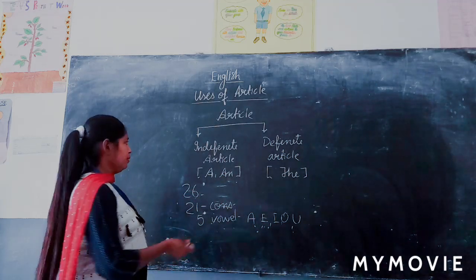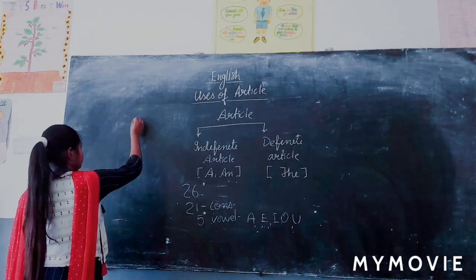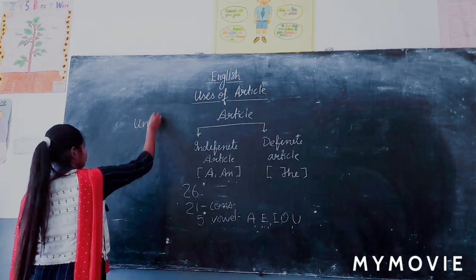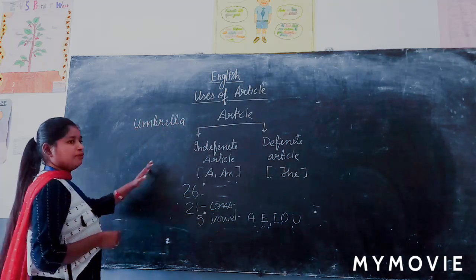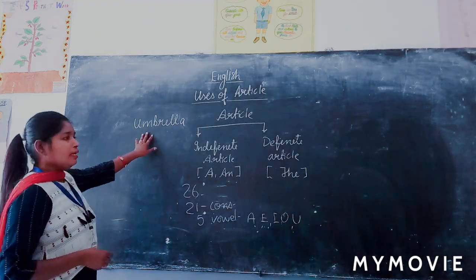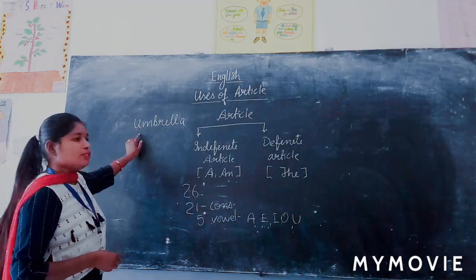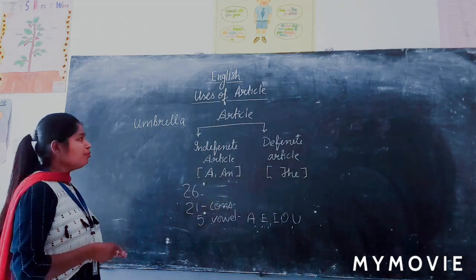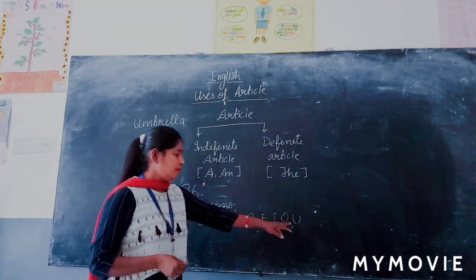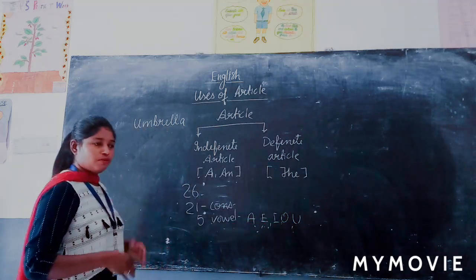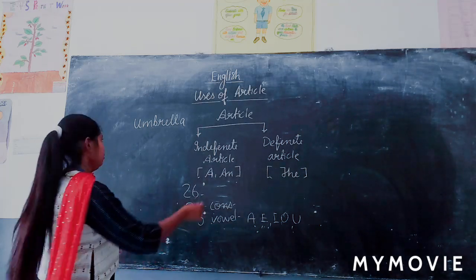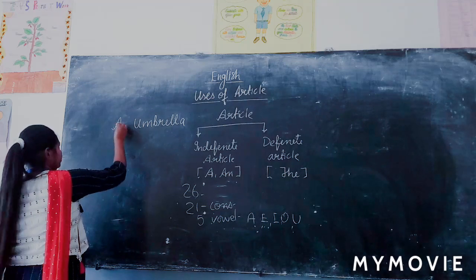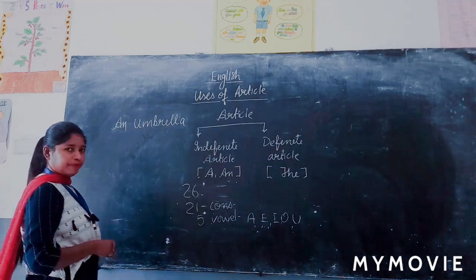Let us see an example. Suppose here I am writing umbrella. The first letter of umbrella is U, and U is a vowel. So what should be here? According to the rule, An. Here, an umbrella. Clear?